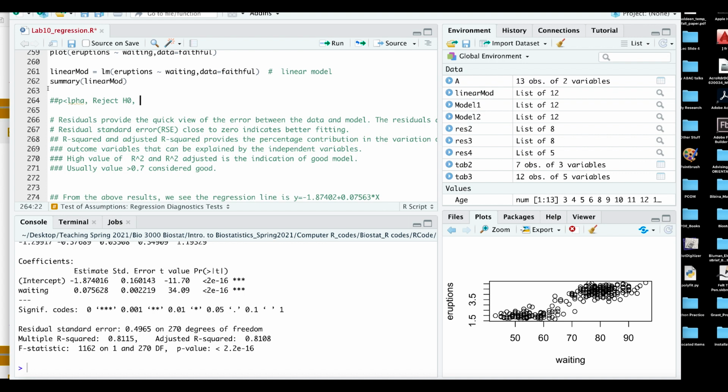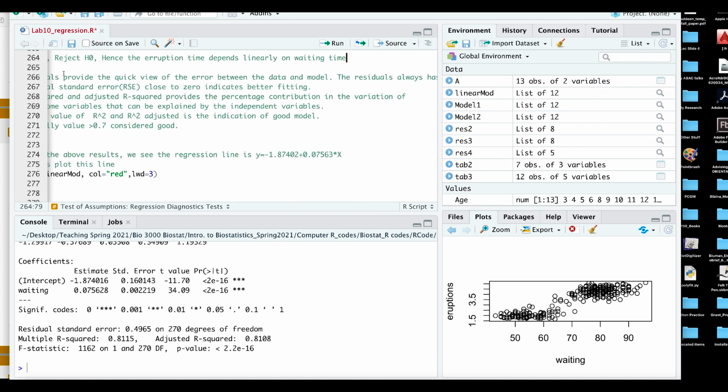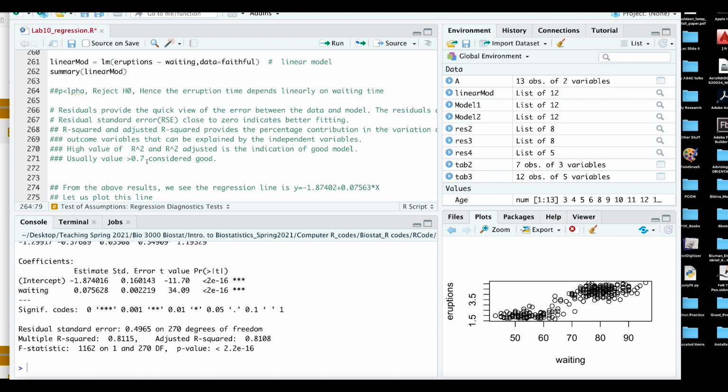I am writing that hence the eruption time depends linearly on waiting time. That's what we can say from here. Also, as we mentioned, the R-square value is bigger than 0.7, so we are good, and the residual standard error is small, which is also good. The p-value is less than alpha, so we rejected the null hypothesis.